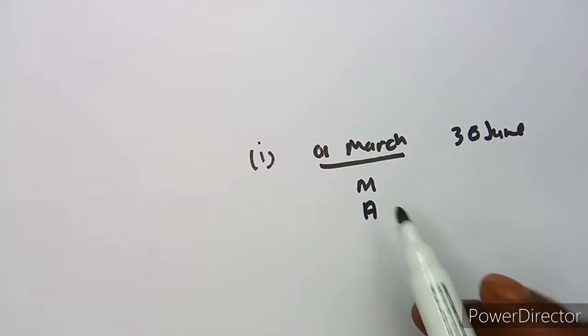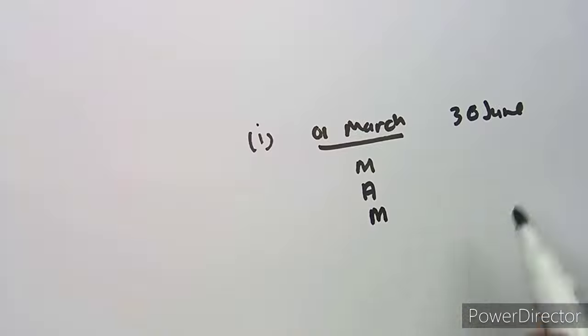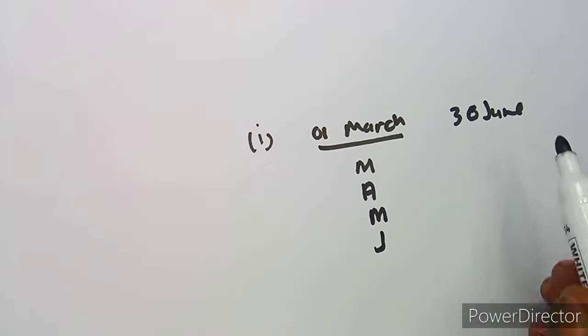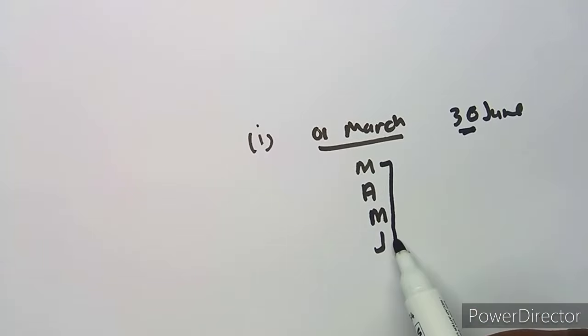You're talking of the whole of April being involved, the whole of May being involved, the whole of June being involved, because we ended 30 June. So which means that is what we have. These are the months that were used, 4 months.